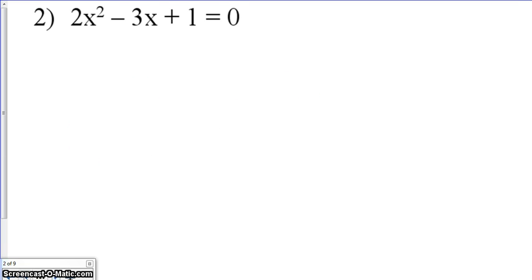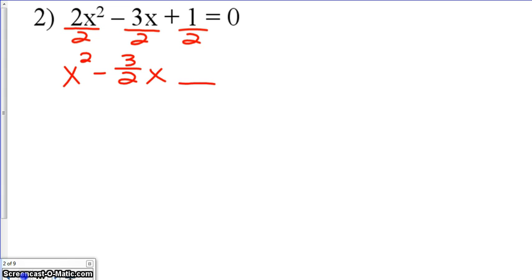One more warm-up. In this one, remember we have a coefficient in front of x squared, so we have to get rid of that first. Divide everything by that coefficient, which will give us some fractions to deal with. I'm also going to move my constant over to the other side as I rewrite this as x squared minus 3/2 x. Leave my space. My 1/2 is going to go over to the other side of the equal sign as negative 1/2.